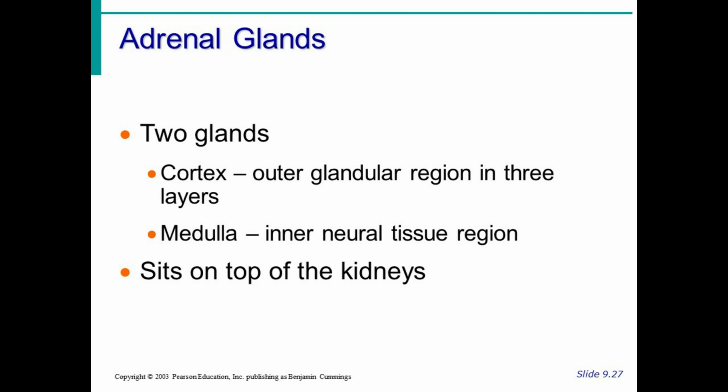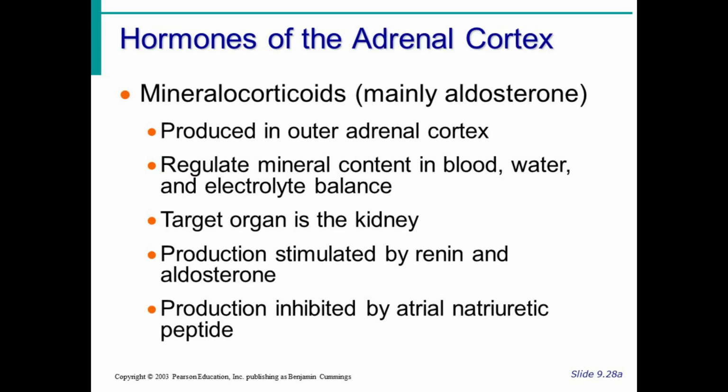Zona glomerulosa is the outer part next to the capsule. Zona fasciculata is the middle part and zona reticularis is the inner part of the cortex. Next to zona reticularis is our medulla. So the first zone, which is the outer zone next to your capsule, is the zona glomerulosa. It produces hormones which are mineralocorticoids, mainly aldosterone. So it is produced in the outer adrenal cortex. It regulates mineral content in the blood, water, and electrolyte balance.